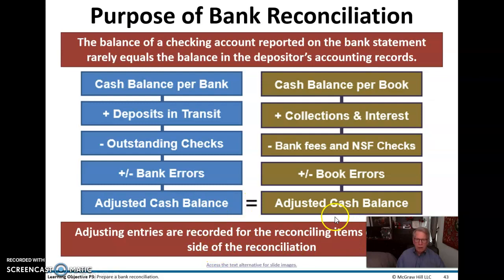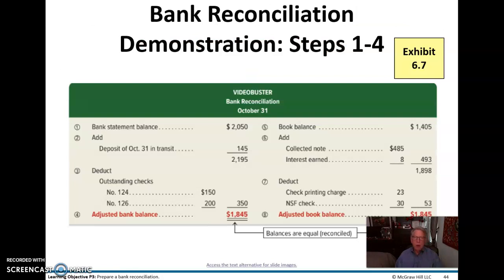And so anything on the book side, we're going to do an adjusting entry once again. Okay, so here is a good example of a bank rec from Video Buster. They start out with the balance for the bank. They add their deposit in transit. And that's a deposit. Maybe we took that deposit down on October 31st and we dropped it in the bank.